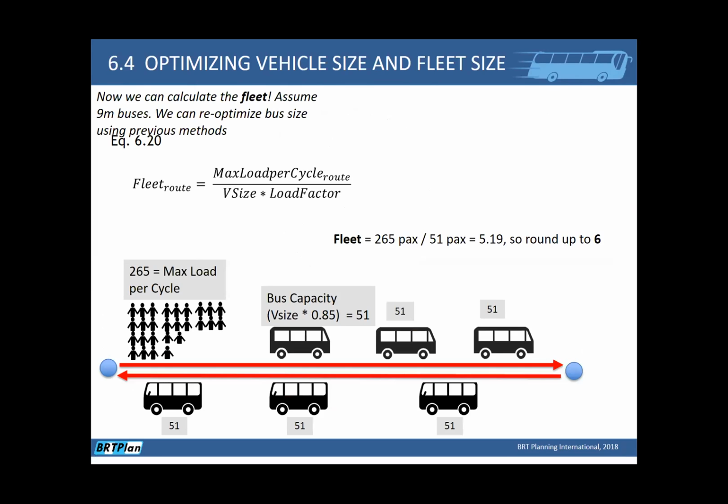So if you do that here, the maximum load per cycle for 1 hour was 265. And you divide that by the vehicle size, adjusted for the load factor, and if you're using a 9-meter bus, you end up with 5.19, which is too many. You have to round up to 6. So your vehicle fleet is 6. So it's a slightly different formula, but it factors in the peak of demand.